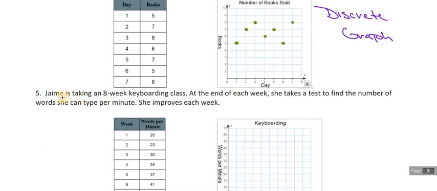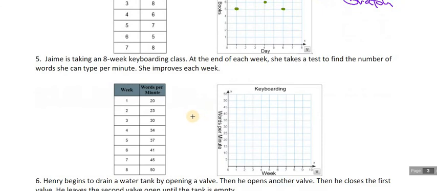Number 5 says Jamie is taking an 8-week keyboarding class. At the end of each week, she takes a test to find the number of words she can type per minute. She improves each week. So I want you to plot these ordered pairs where X represents the week number and Y is our words per minute, and decide whether this is a discrete or continuous situation. Would test scores be discrete or continuous?